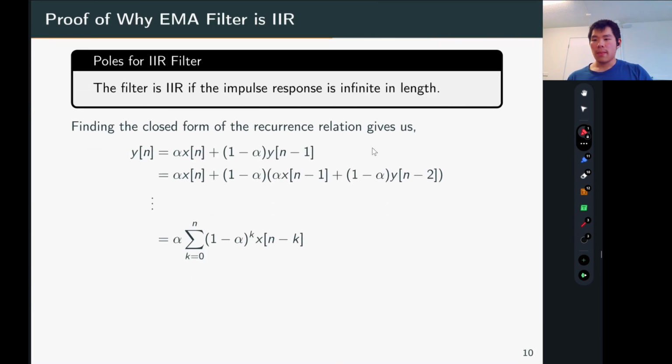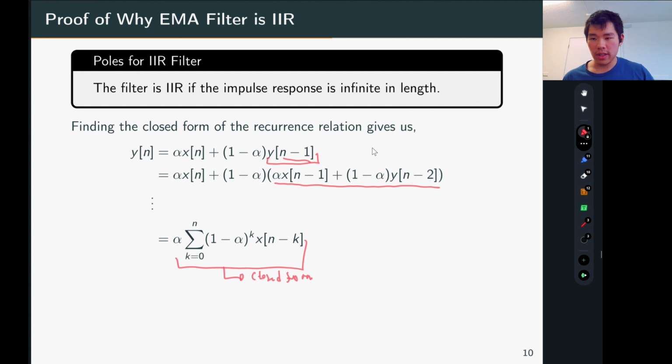So we want to find a closed form from the difference equation. We basically take y[n minus 1], and we plug in the same thing but with n minus 1. Hopefully we can see that, and then we keep on doing the same thing until n, and we get this sum. So this is the closed form.